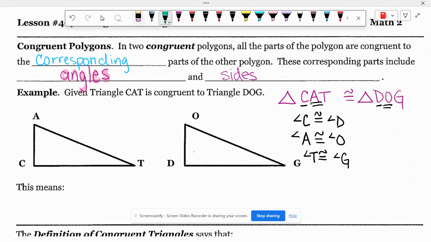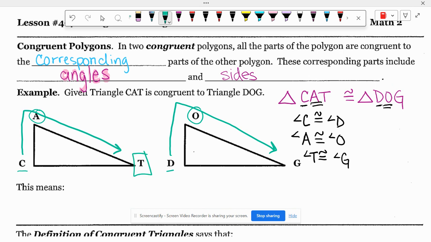If you think about the way this triangle is named, it goes from C to A to T. That's the way the arrow flows, and you have to follow that same pattern. So C corresponds with D, A corresponds with O, and T corresponds with G. But we don't just have angles that correspond to each other. We also have their sides.